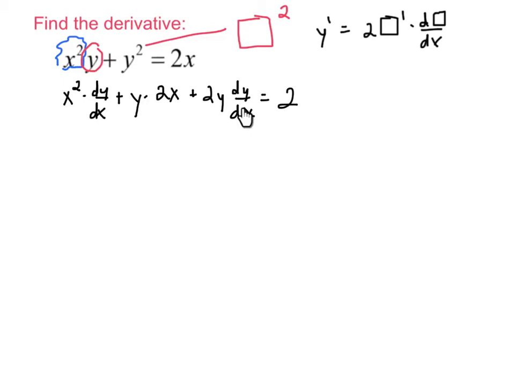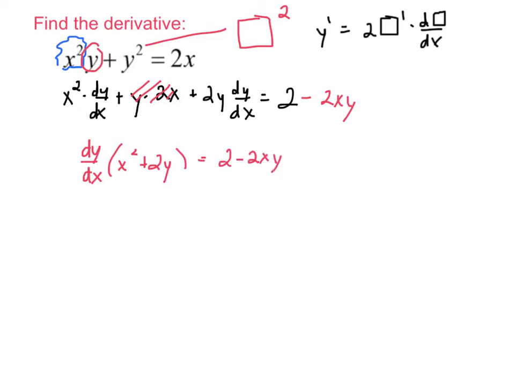So now we get the dy dx stuff on one side and the non-dy dx stuff on the other. Here I could subtract 2xy. Then on the dy dx stuff, I factor dy dx out. I'm left with x squared plus 2y. That's equal to 2 minus 2xy. And then we divide both sides by x squared plus 2y. This is my derivative. Okay, so hopefully you remember finding the derivative implicitly.